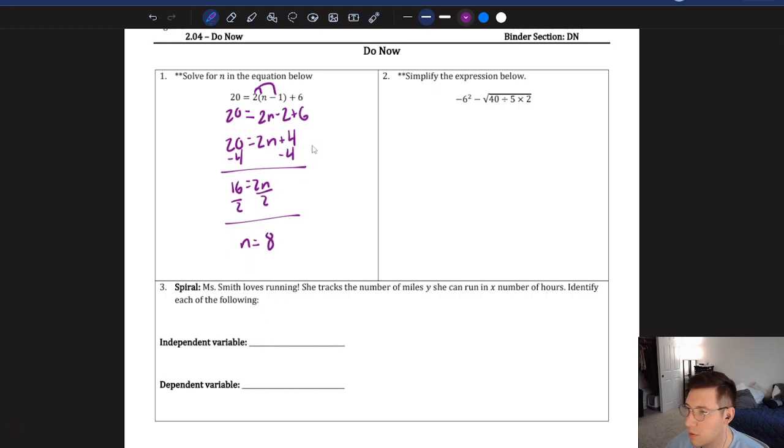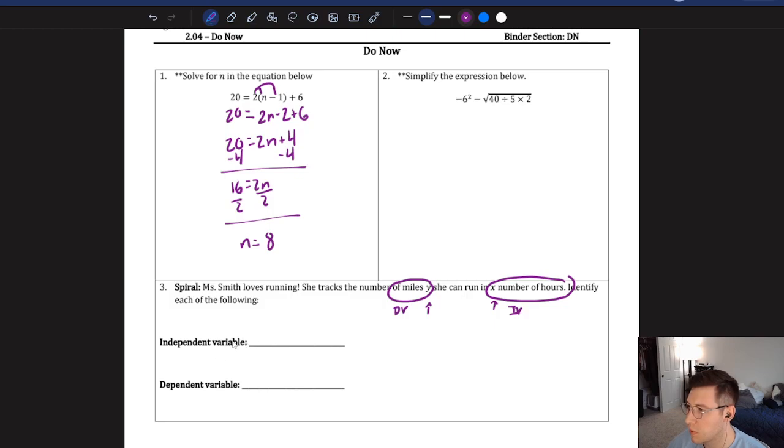All right, up next, I quickly just want to stamp number 3. We've talked about independent variables and dependent variables a bit this week, specifically in context of direct variation and their use with units and x and y. And so if she tracks the number of miles y she can run in x number of hours, identify each of the following. Well, the question actually does some of the heavy lifting for us and already identifies what x and y actually are. And so as a reminder, we always make x our independent variable, or our IV, and y our dependent variable, or our DV.